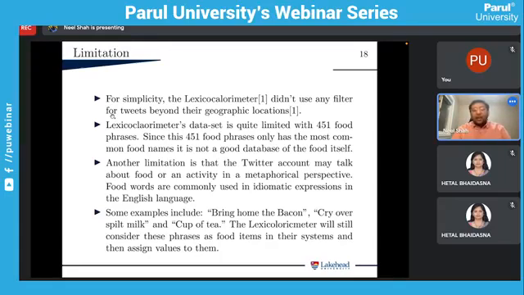The second limitation is that a Twitter account may talk about food or activity in a very metaphorical perspective, like food words may be commonly used in idiomatic expressions, because of the nature of the English language. There are different cases, for example, bring home the bacon, or cry over spilt milk, or a cup of tea. A cup of tea means it's very easy. Bring home the bacon means surprise or get good food or groceries, that kind of thing. But they are not talking about the food. Cup of tea just means it's very easy, like an easy task. The question is how we want to understand that. That's where our new algorithms come into the picture.